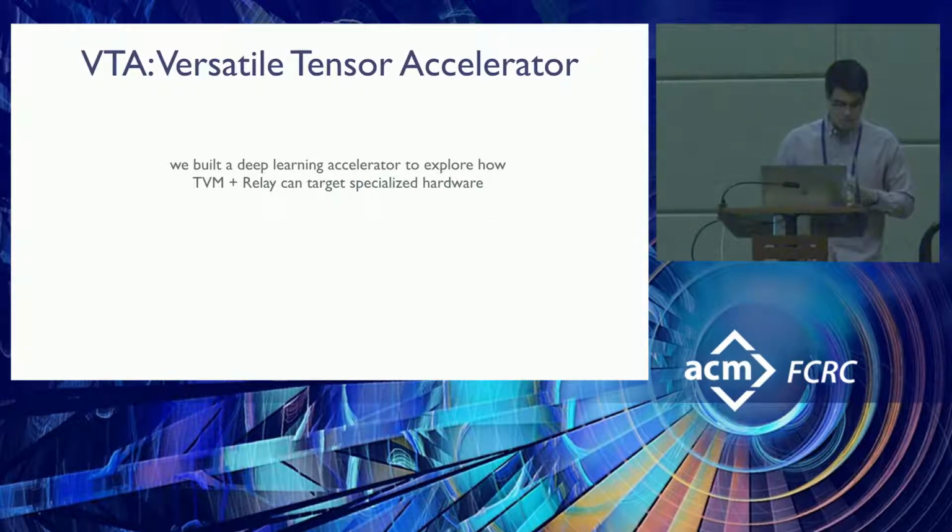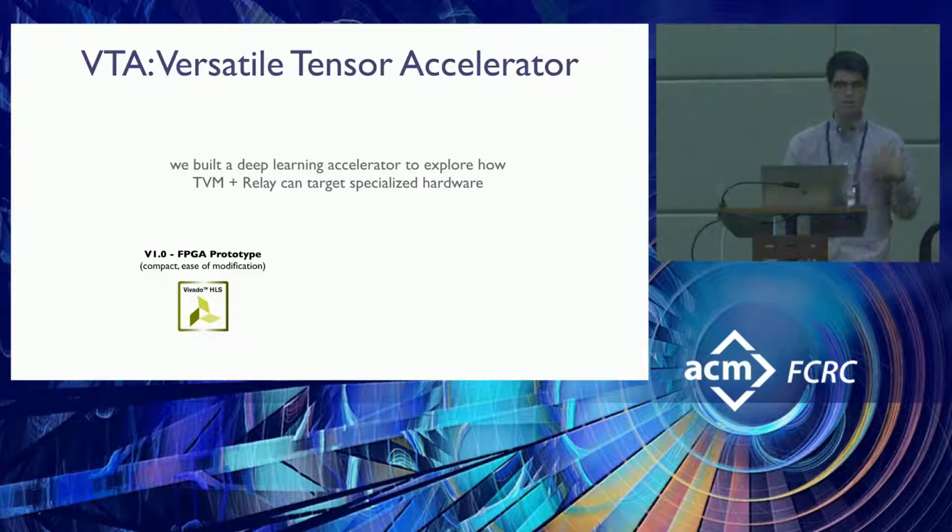So in order to study these challenges and the differences between CPUs and accelerators, we built a deep learning accelerator in-house. This is an open source deep learning accelerator. When we started this project 2 years ago, there weren't a lot of open source designs out there that shipped with a compiler. So we wanted to build it from the ground up. And really, we wanted to see what it meant to augment TVM and relay to support deep learning accelerators.